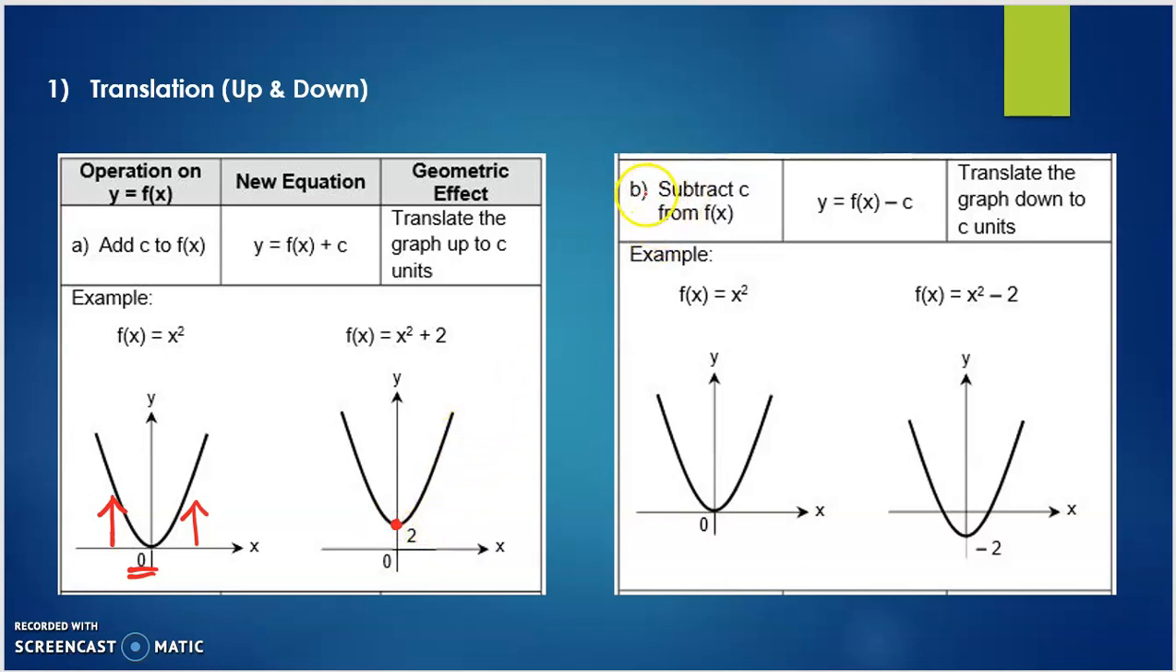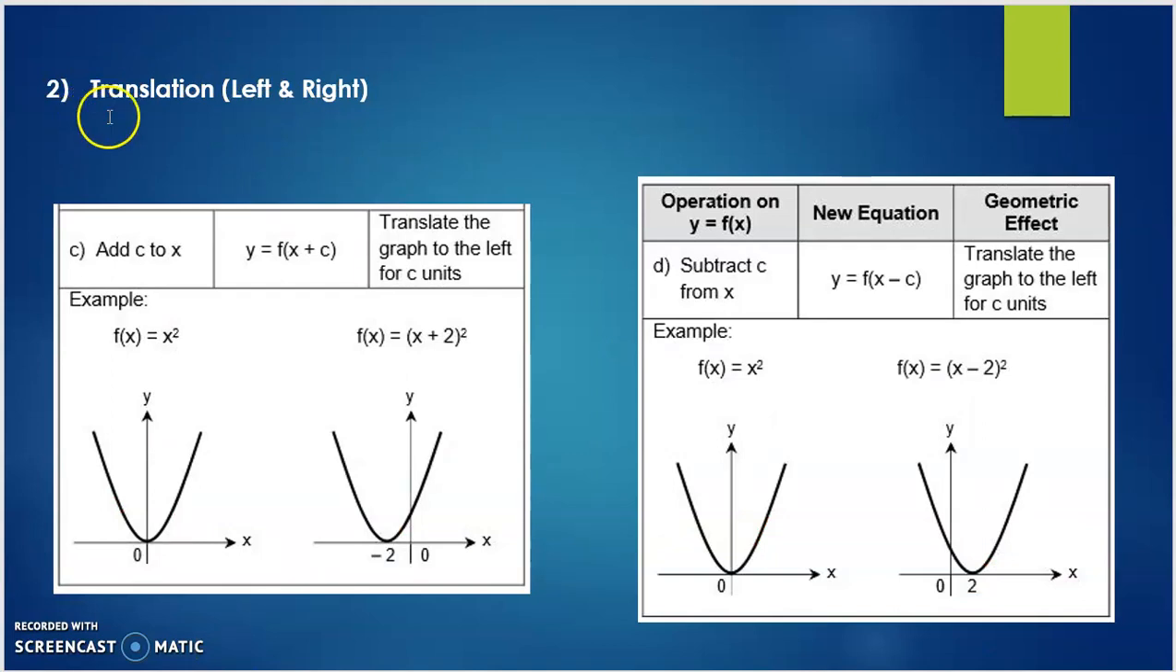Same goes for B. Let's say we subtract c from f(x). The new equation is y equals f(x) minus c. So the graph is translated down by c units. For example, using the same f(x) equals x squared, the quadratic function, the point here is 0. Since f(x) equals x squared minus 2, the graph will move down by 2 units. So the new point here is negative 2.